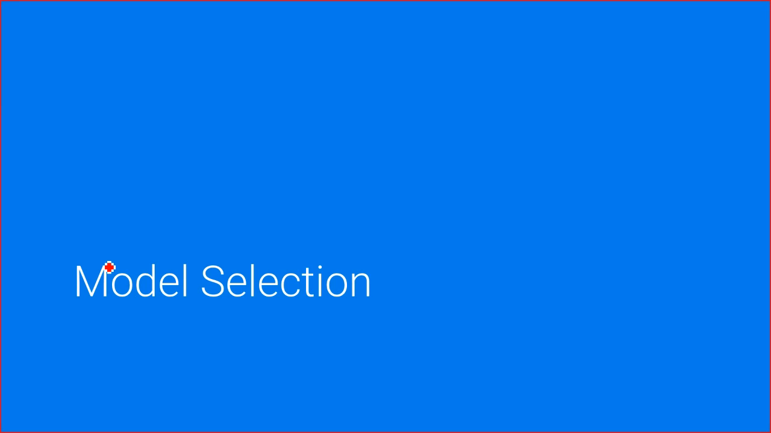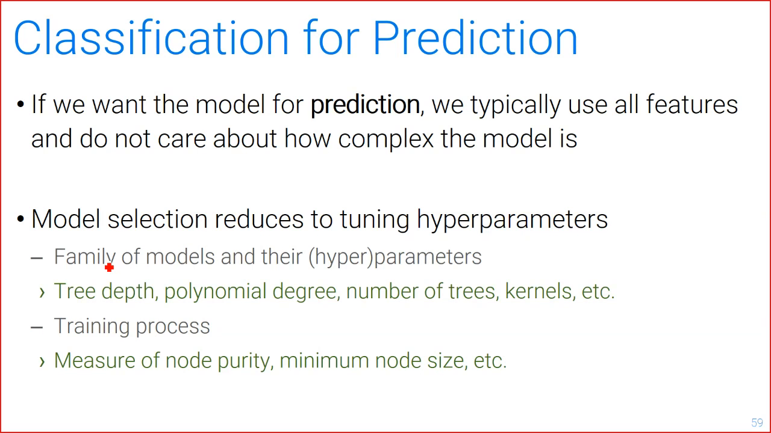And then finally, I want to briefly talk about model selection. It's going to be just a couple of minutes. So what happens with model selection? Hey, if you're building models and you only care about prediction, then what we typically do is use all the features that we have. And we do not care about how complex the model is. So we try as many different possibilities as we have with the hyperparameters. We try the most complex algorithm, the most complex hyperparameters, and just give it all the features that we have, and that's it. Model selection reduces to tuning the hyperparameters.